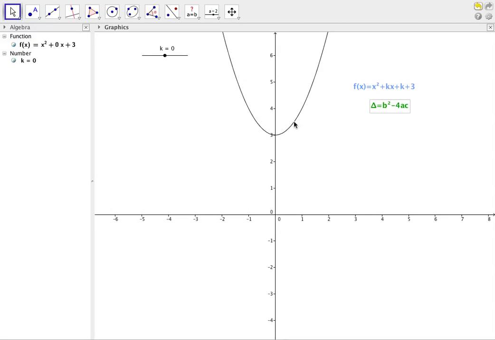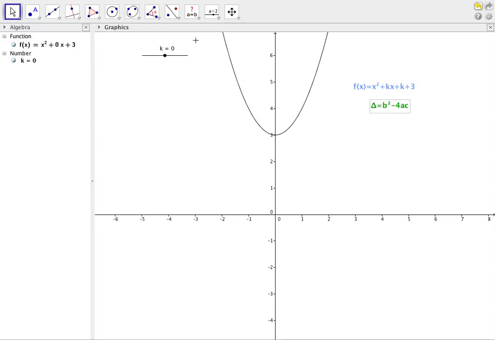What we know is the roots of this thing, where the equation is x squared plus 3. So our discriminant value is b squared, which is 0, minus 4ac, which gives me an answer of negative 12, and negative 12 gives me no roots.